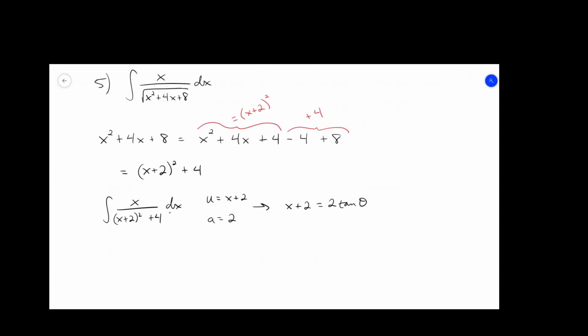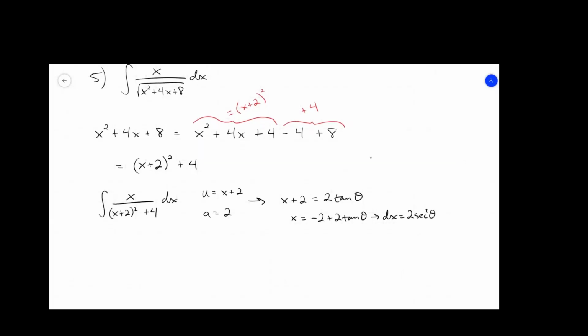And again, we need to find dx. So maybe we could solve this for x. X is equal to minus 2 plus 2 tan theta. So dx is just the derivative of that: 2 secant squared theta d theta. Okay, so far.